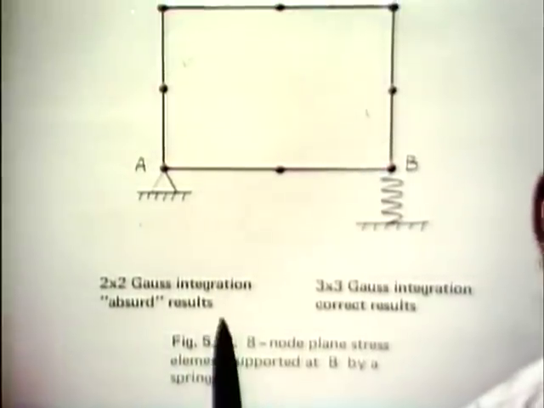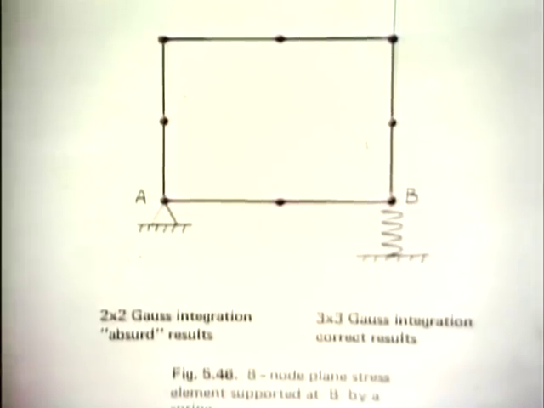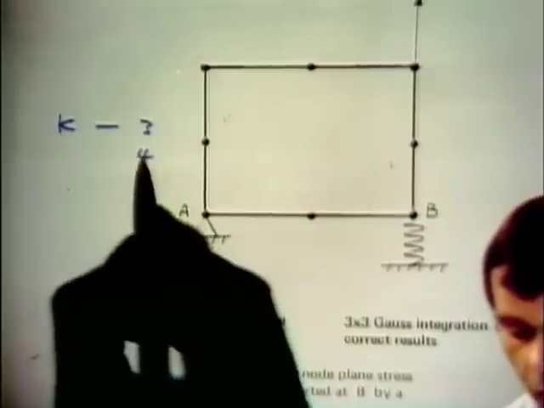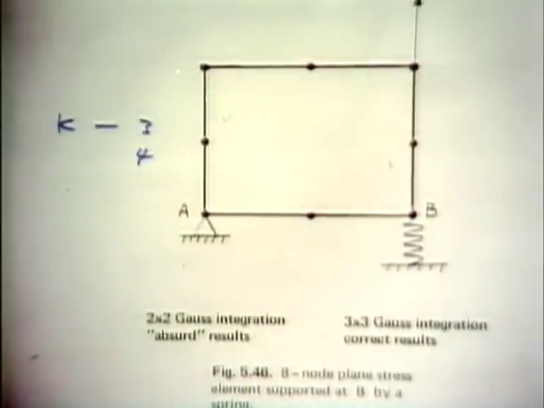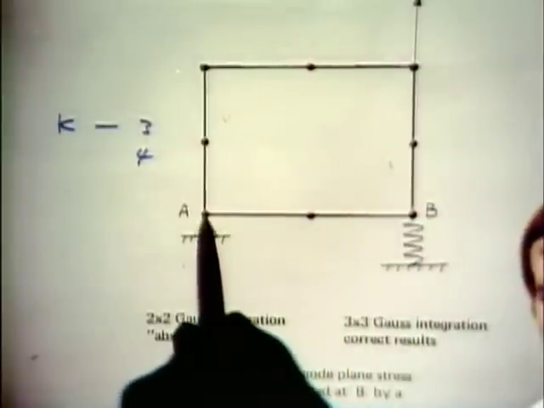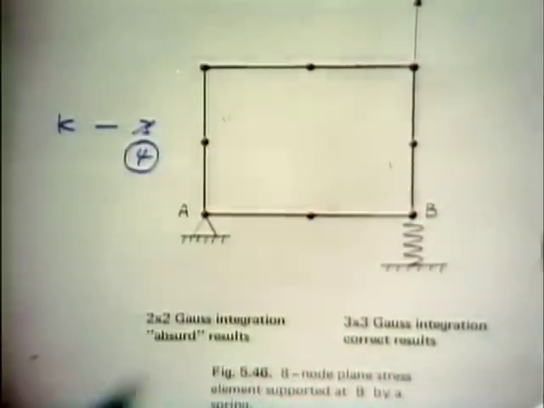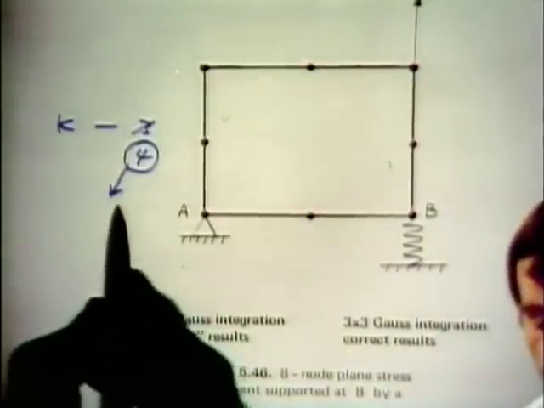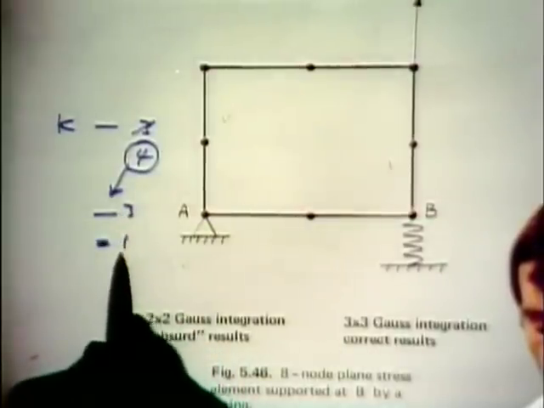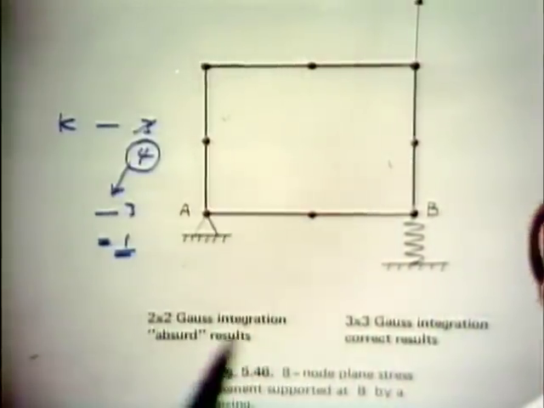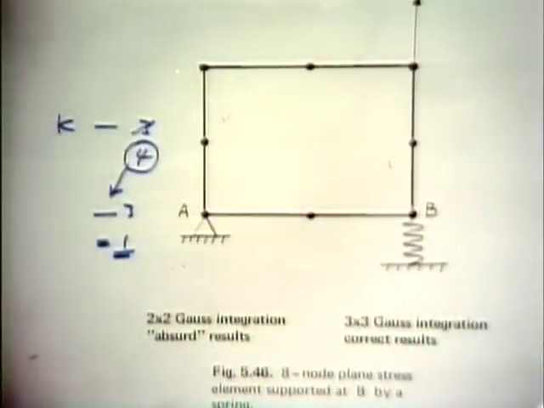The absurd results come about, using 2x2 integration, because the stiffness matrix K does not contain just 3 rigid body modes, but 4 rigid body modes with 2x2 Gauss integration. Now, 3 rigid body modes are suppressed by the hinge here and the spring there. But if I look at the fact that we are now having 4 in the stiffness matrix, if I suppress 3, I still am left with 1 rigid body mode. And that means 1 zero eigenvalue. So this is still an unstable structural stiffness matrix. And when I subject that stiffness matrix to a load P, I get absurd results.